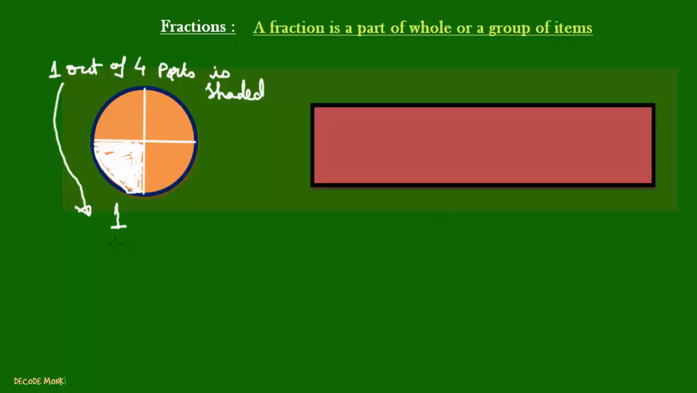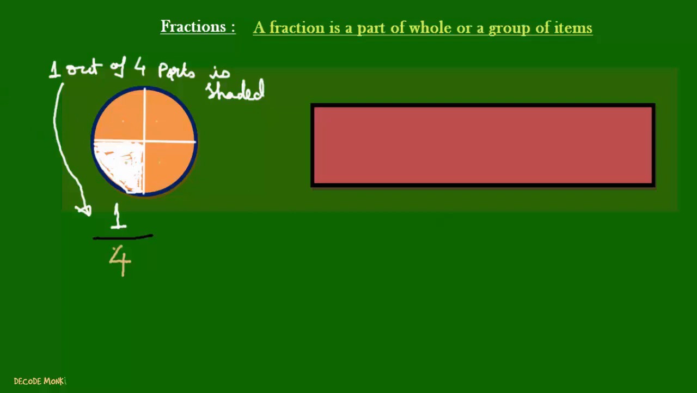So 1 is written first, and then a line is drawn, and we put the total portion at the bottom of the line. So how many total units are there? There are a total of 4 units: 1, 2, 3 and 4. There are 4 units, and out of those 1 unit is shaded. Now let's take one more example.